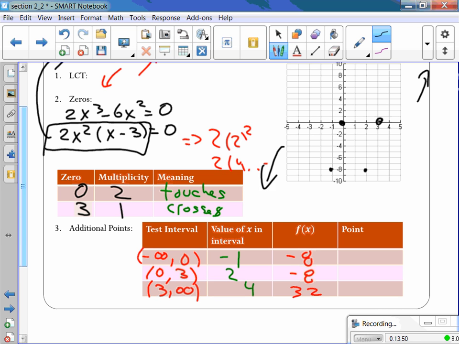So what do we do? We just draw it. Yes, get the graph. We're done. Ask the questions. There's a question here.